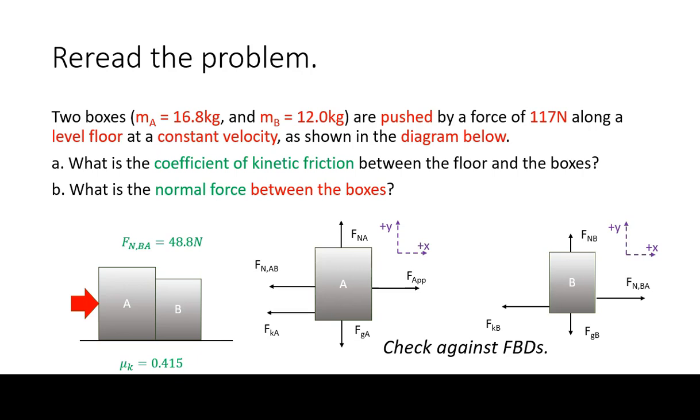Reread the problem and consider your solution against your free body diagrams.